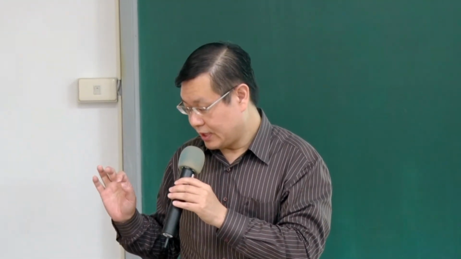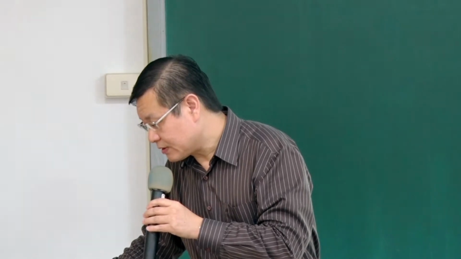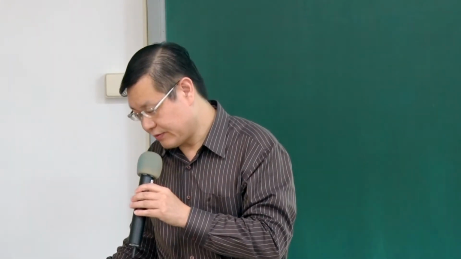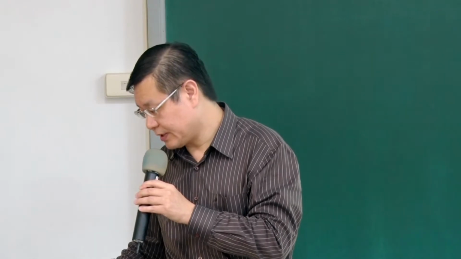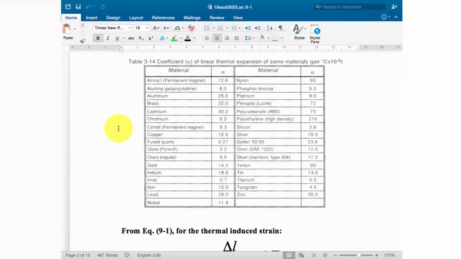If you use ceramic to do the job, it doesn't look very good for long distance extension. In terms of force, they can give a lot of force, but in terms of displacement, they won't give a large displacement. And for quartz, the fused quartz, I think it's the lowest thermal expansion coefficient material in the world. You can see the coefficient is very, very low, 0.27, so it almost does not change with temperature variation.